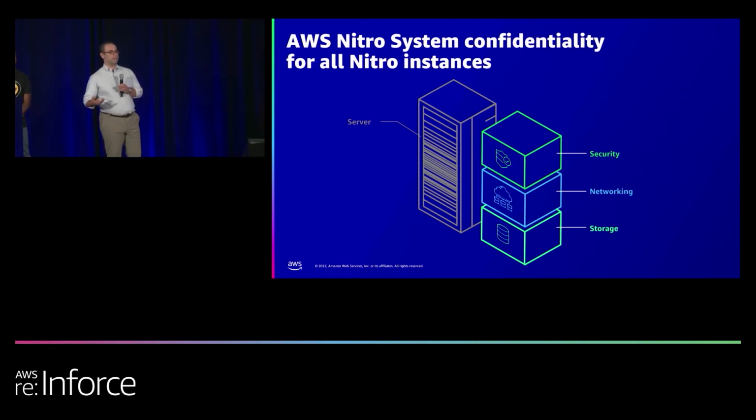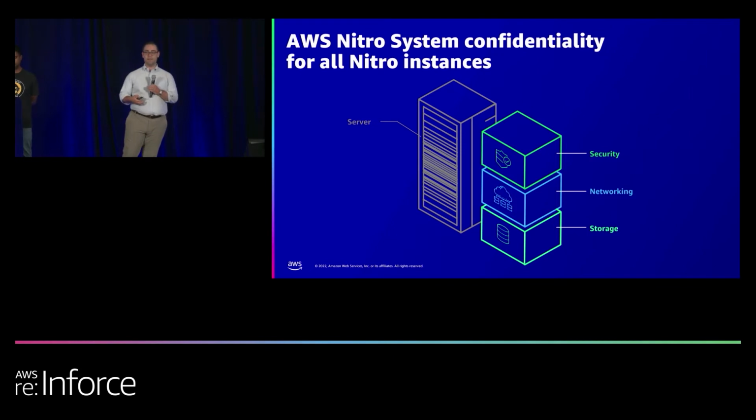The only access that is able to be provided to the Nitro system is through the Nitro control cards via authenticated, authorized, logged, and audited APIs. And there is no API or mechanism in this system for an operator to access customer data on encrypted EBS volumes, encrypted instance store, or on EC2 system memory. All of this is the default confidential computing that comes with using a Nitro-based EC2 instance.